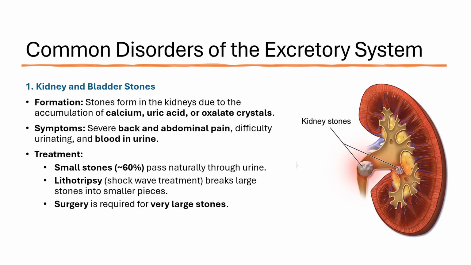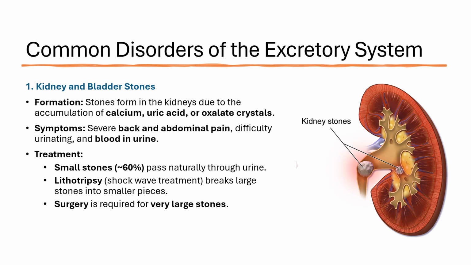Now we are going to talk about some of the common disorders of the excretory system. One such disorder is kidney and bladder stones. These stones can be found in kidneys as well as in the bladder. They are formed due to the accumulation of calcium, uric acid or oxalate crystals. It might depend from one person to another.